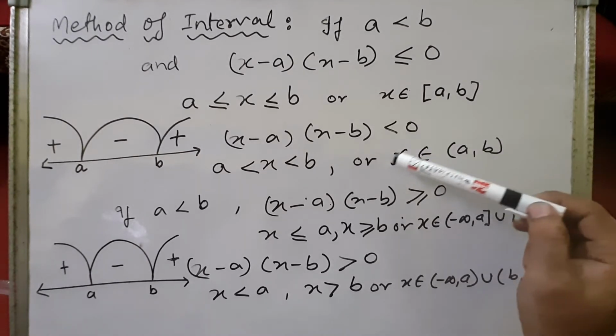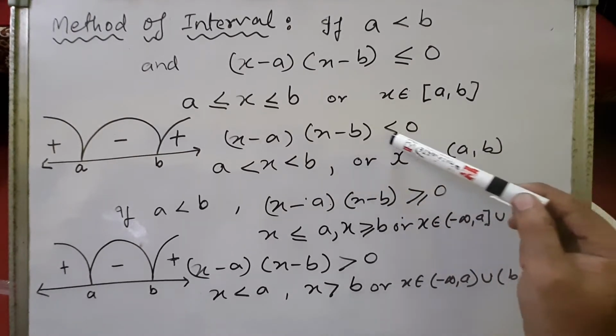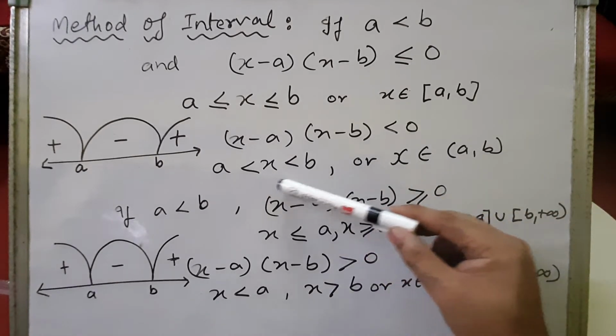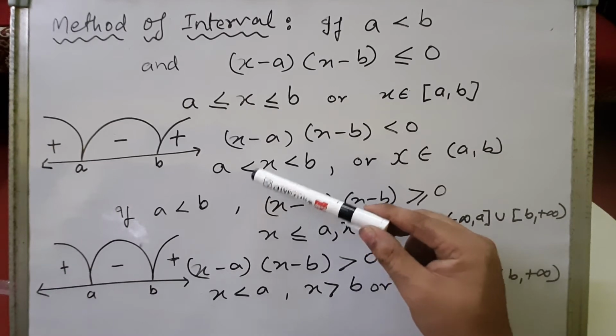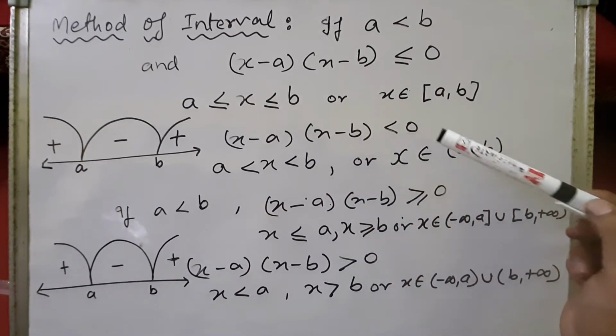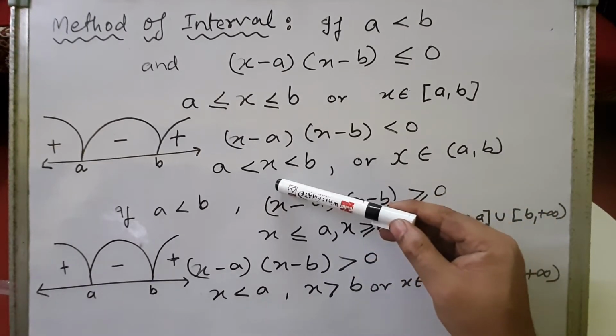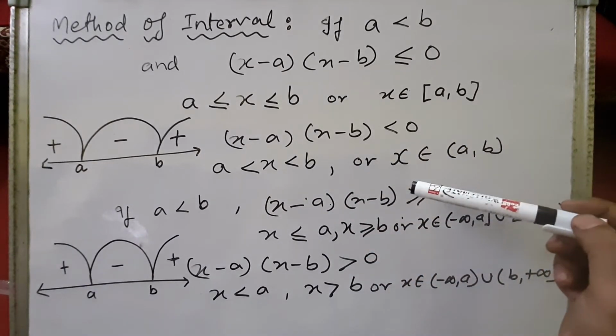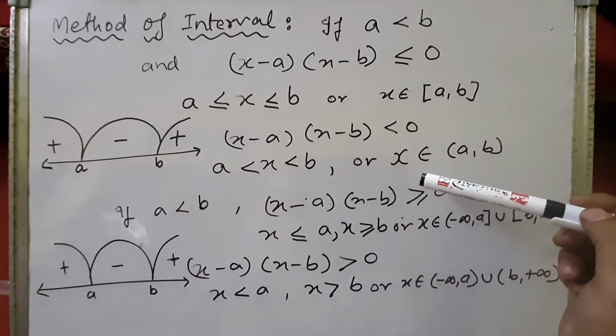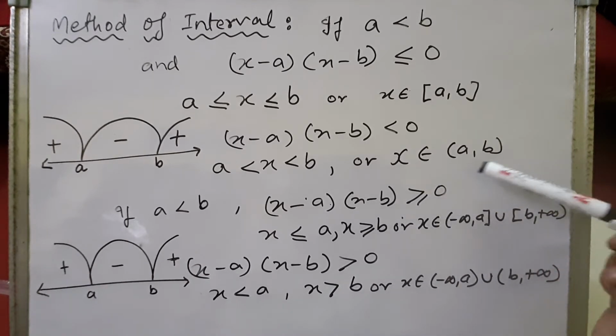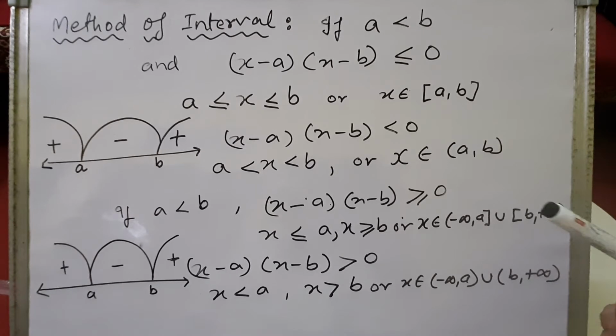Now pay attention here. This we have discussed. If there is no equal to sign written in the inequality, then we will not write the equality sign in the solution either. That means if (x - a)(x - b) < 0 is written, then the value of x will be greater than a and less than b. x will not be equal to a or b, right? Or we can write x belongs to the open interval (a, b), right?